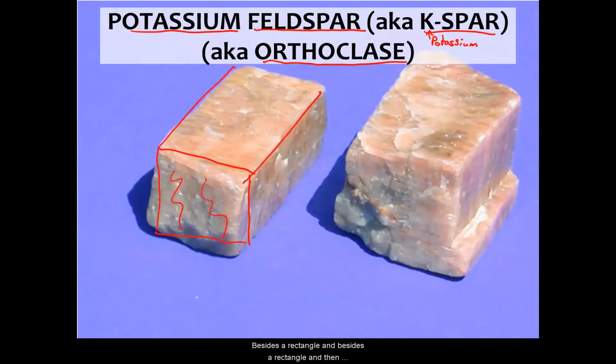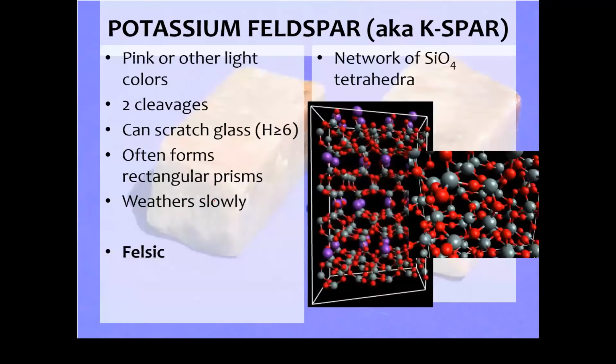But this side's a rectangle and this side's a rectangle. And then the third side is a little irregular. Pink, sometimes other light colors, but really if you see a pink rectangle, it's probably potassium feldspar, at least in this intro class. It's got those two cleavage planes to make the rectangular prisms. It's also pretty hard. That's what I mean here. It can scratch glass. It weathers pretty slowly because it is a network of tetrahedra connected to one another.